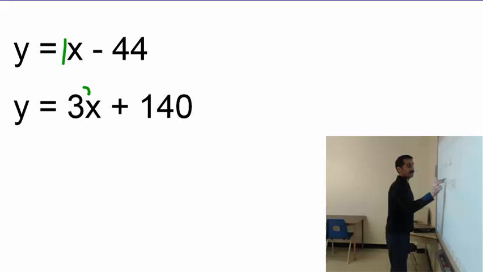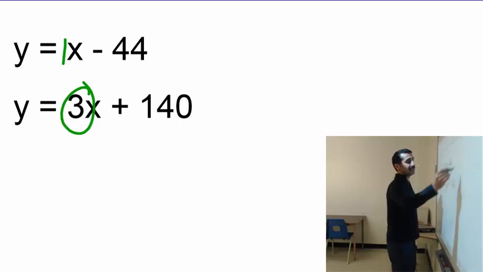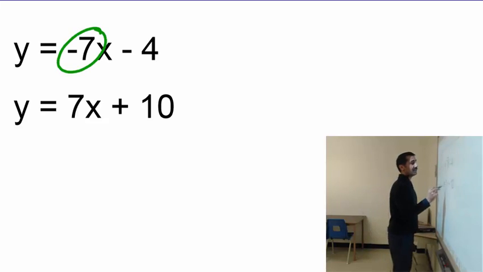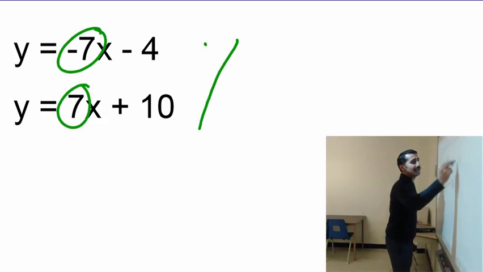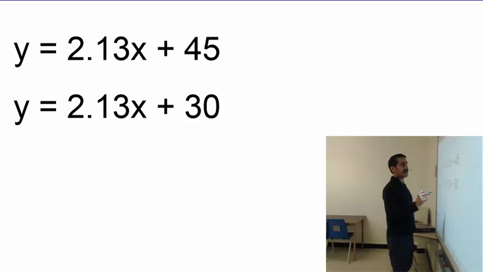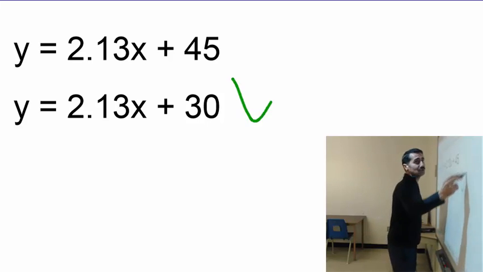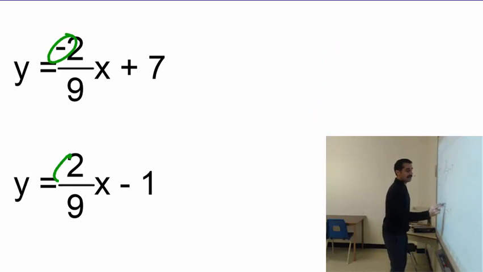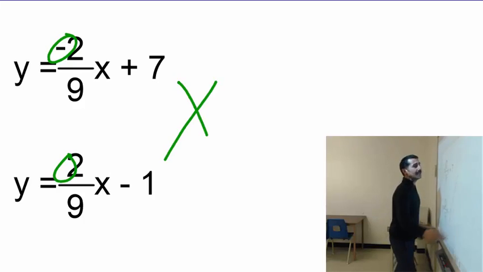And we got 1 here, we got 3 here. They are not the same, not parallel. And one of them is negative, one of them is positive, they are not parallel. Whew, how fast I am. And 2.13, 2.4, they are the same. These two are parallel lines. And negative, positive, they are not parallel.